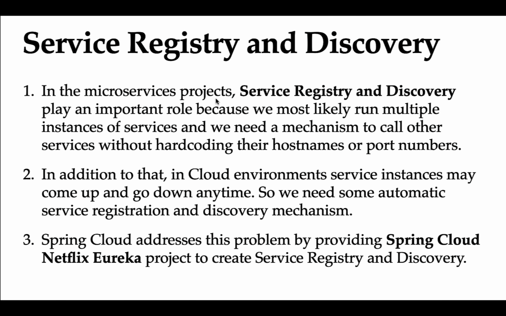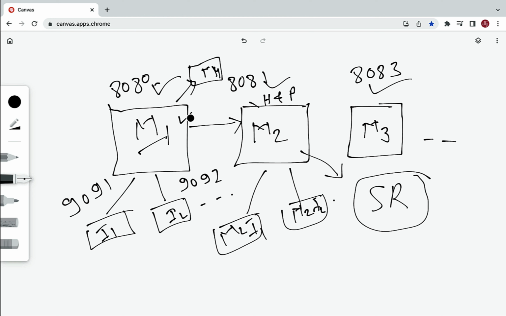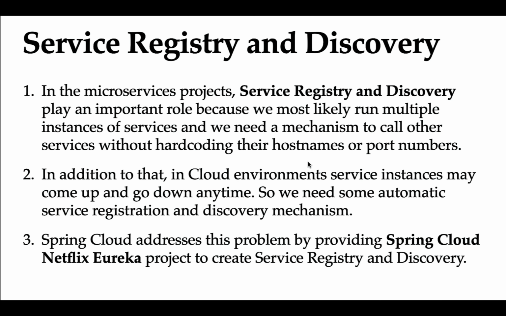In a microservices project, service registry and discovery play an important role because we most likely run multiple instances of services, and we need a mechanism to call other services without hard coding their hostnames and port numbers. So this is the point we have discussed here, right? If we use a service registry, then we don't have to bother about the hostnames and ports of the microservices and their instances. All right, let's take a look at the second point.